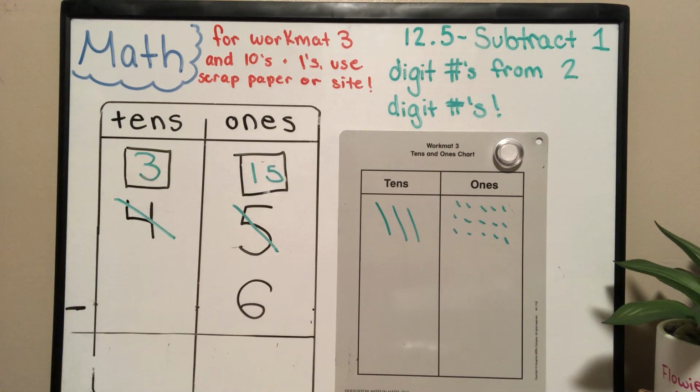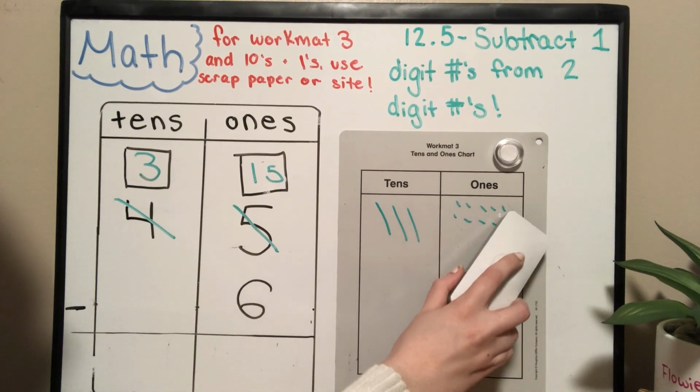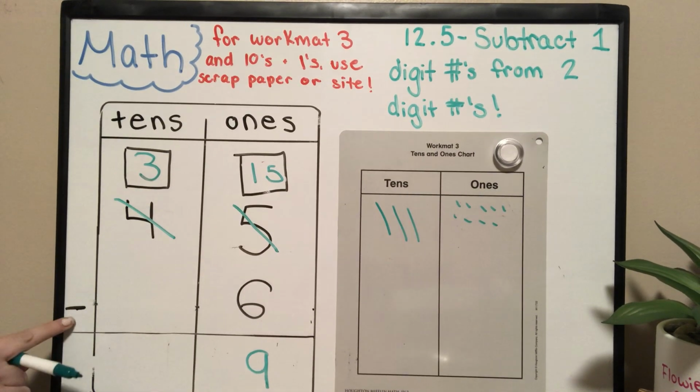15 minus 6. Let's take our eraser. 1, 2, 3, 4, 5. Erase over here. 6. How many do I have left in the ones column? Awesome. I have 9 left, so I'm going to put 9 as my answer here. 15 minus 6 equals 9.